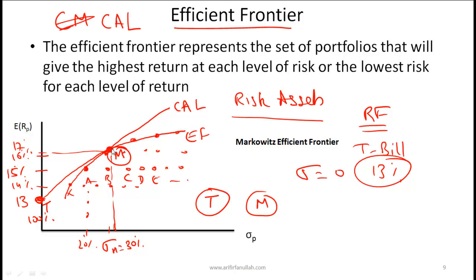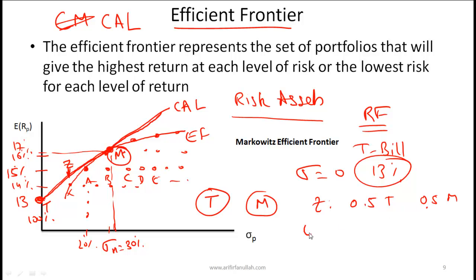So if you do 100% in the market, you have an expected return of 17% and a riskiness of 30%. Points in between, so along this line, represent a different weightage of T and M. So let's say some point, let's just call this point Z. Let's say that this point Z has 50%. So for point Z, we have half of our portfolio in T-bills and half in the market return.